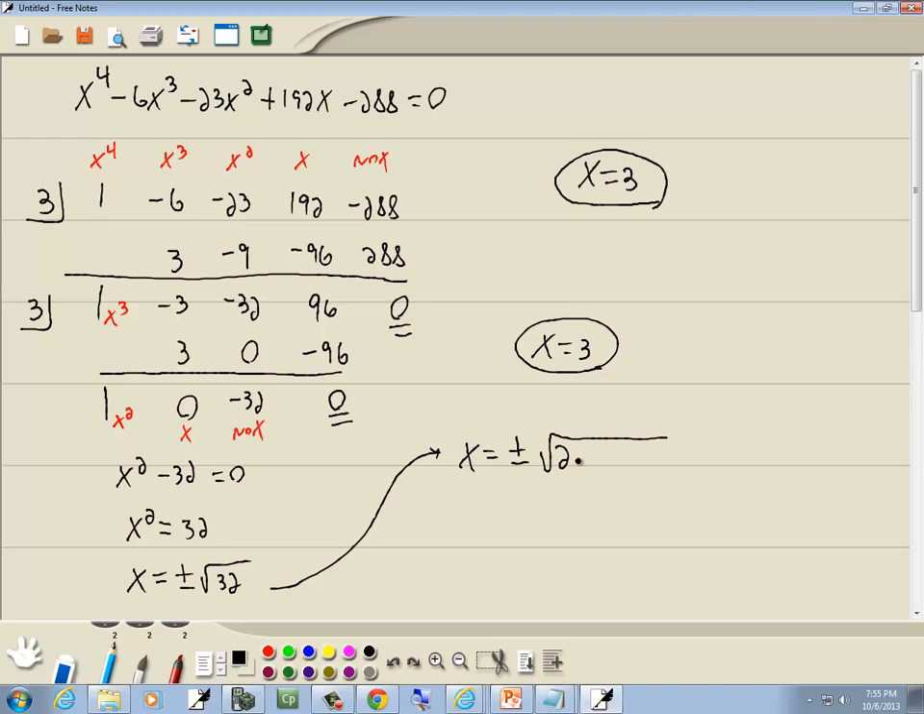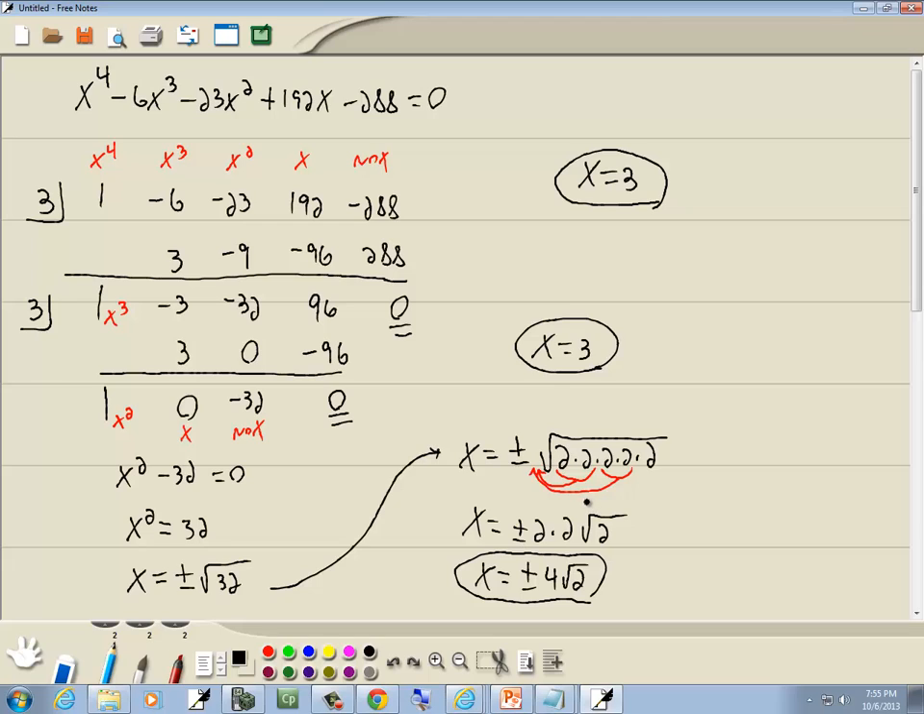Now 32 is 5 2's. We're going to do the prime factorization. Remember, with square roots, we're looking for pairs of something. Here's a pair of 2's. They're going to come out in front as a single 2. And here's another pair of 2's. They're going to come out in front as a single 2. So we're going to have x is equal to plus or minus 2 times 2, and we're left with a single 2 inside. Or x is equal to plus or minus 4 square root of 2.